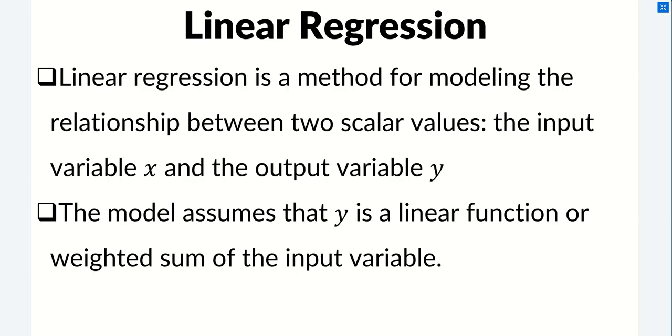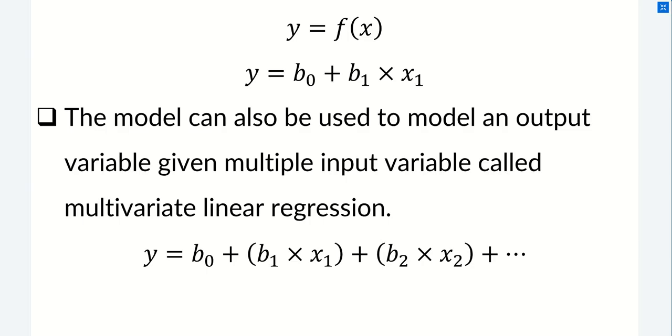All right, so let's talk about linear regression and we can close the chapter. Linear regression is a method for modeling the relation between two scalar values, the input variable x and the output variable y. The model assumes that y is a linear function or a weighted sum of the input variables. Now we are going to use matrices to do that. Once you have your function, it can be expressed like this. We call these values parameters. In deep learning or machine learning, we say they are parameterized.